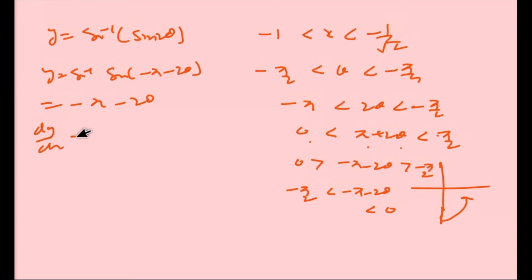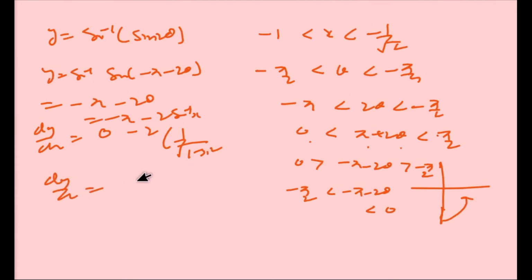So dy by dx equal to 0 minus 2, equal to minus pi minus 2 sine inverse x into 1 upon root 1 minus x square. So your answer is minus 2 upon root 1 minus x square. So this way you can get so many questions, okay, using the range. Now I am describing you one more question here.